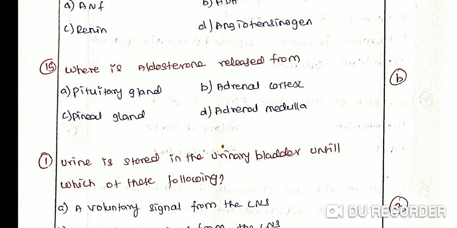Explanation. Aldosterone is released from the zona glomerulosa of the adrenal cortex. It is a mineralocorticoid hormone that increases the reabsorption of sodium ions and water from the distal part of the nephrons.